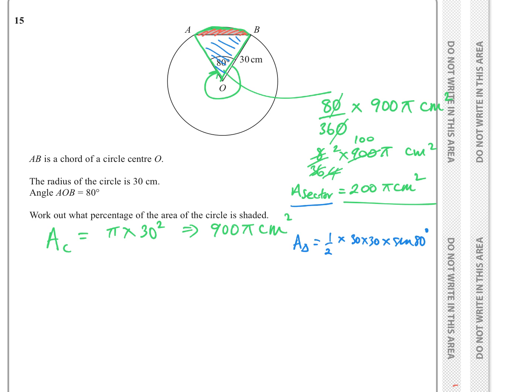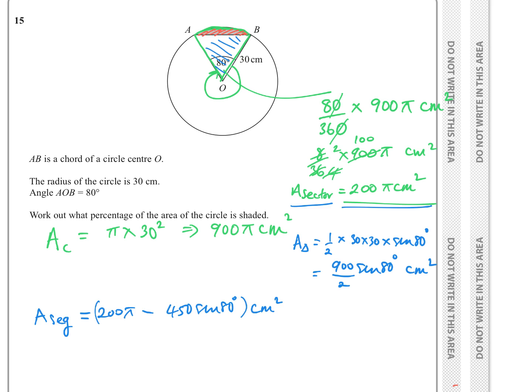And I'm sure there's plenty of explanations on the internet involving the area of a triangle. Now, that would give us 900 over 2 sine 80. And that will be in centimetres squared also. So if I want the area of the segment now, that's going to be the area of the sector, which is 200 pi, minus, well, I'm going to cancel 900 over 2 to be 450 sine 80, and that's all in centimetres squared.